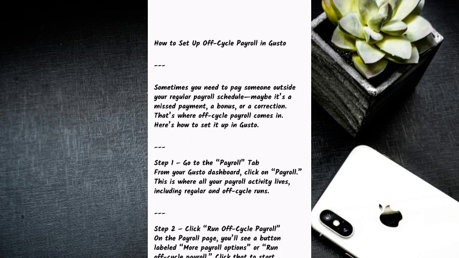First step, go to the Payroll tab. From your Gusto dashboard, you want to click on Payroll. This is where all your payroll activities live, including regular and off-cycle runs.